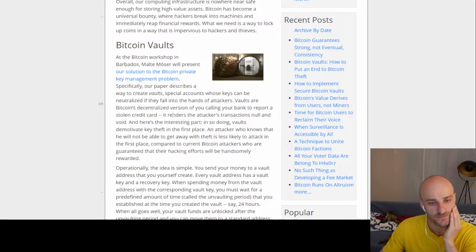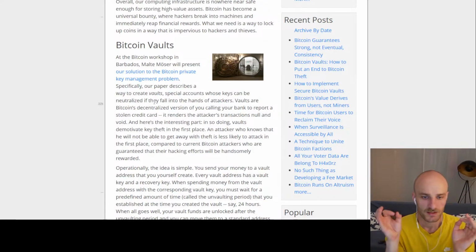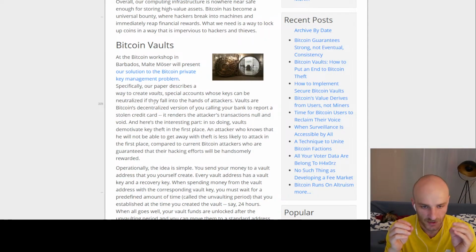Bitcoin vaults. At the Bitcoin workshop in Barbados, Malte Möser will present our solution to the Bitcoin private key management problem. Specifically, our paper describes a way to create vaults, special accounts whose keys can be neutralized if they fall into the hands of attackers. Vaults are Bitcoin's decentralized version of you calling your bank to report a stolen credit card. It renders the attacker's transactions null and void.